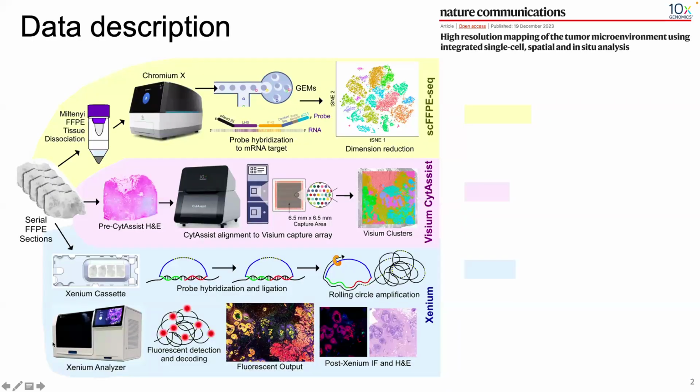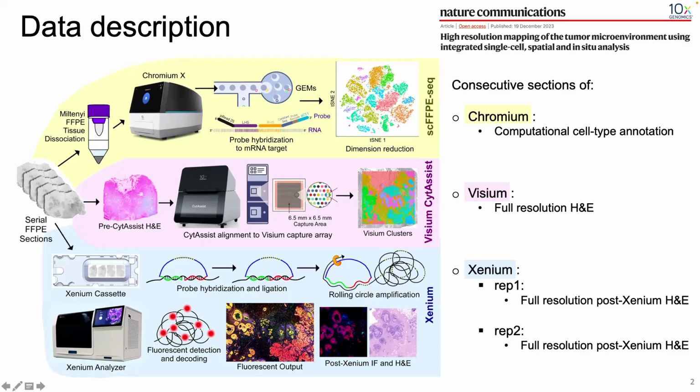So the data we're going to use today is from this 10x paper, when they first introduced Xenium as a technology. It's very nice because all these technologies are consecutive sections. So you can map the biology from single cell to spatial, either in Visium or in Xenium. And the two Xeniums are replicates here. So we can later see them spatially.